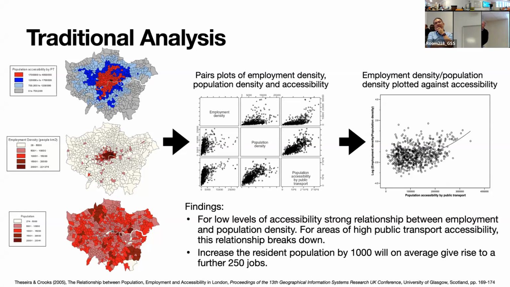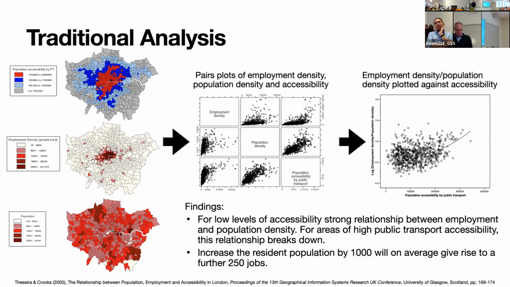So what we try to do here is we try to look at how employment, population, and accessibility within London can be used to predict how many new jobs would be in a new area if you increase accessibility or whatever, right? So the idea is you take your data sets, you do some simple regression over that, and then you try to predict what, if you increase accessibility in an area, how many new jobs will be created, right?